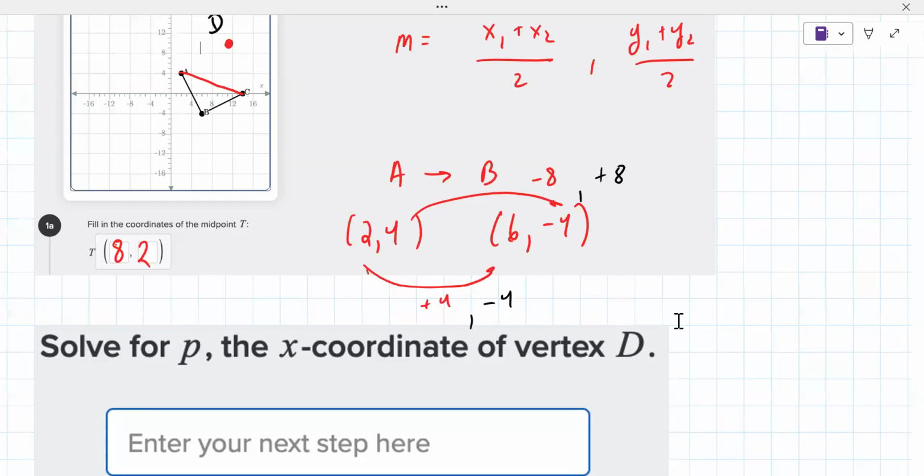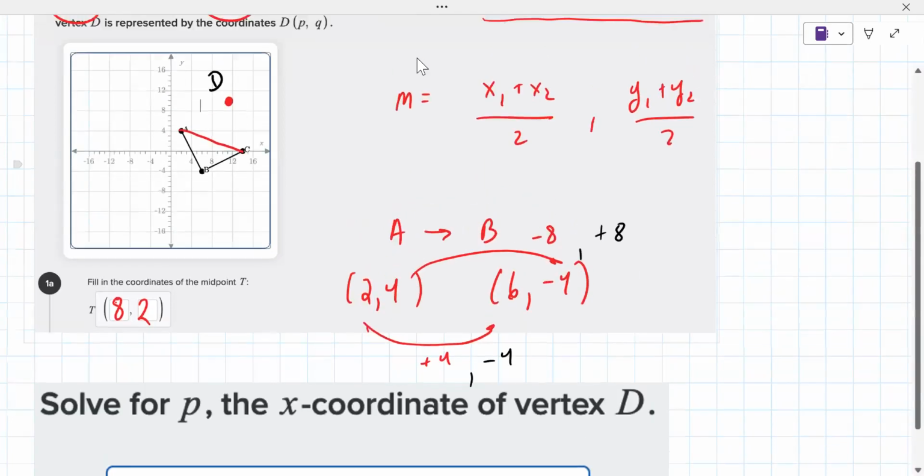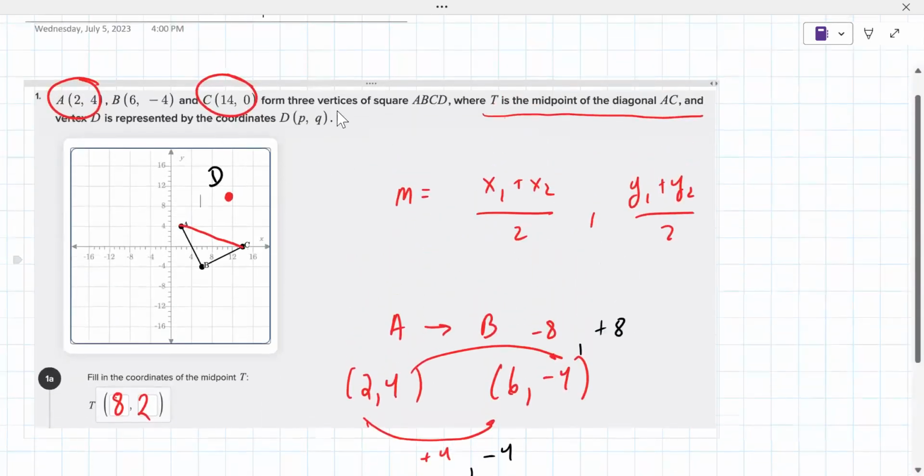So it would be 10 for the X. Yes, 10 for X.